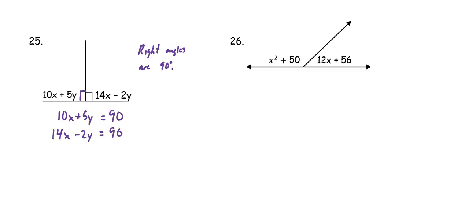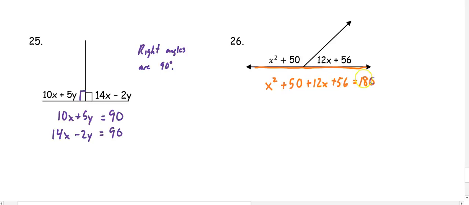Number 26, when I'm setting up an equation, this is forming a straight line, which remember has 180 degrees. So x squared plus 50 plus 12x plus 56 is equal to 180. And my reason is that the two angles form a straight angle, which is 180 degrees.